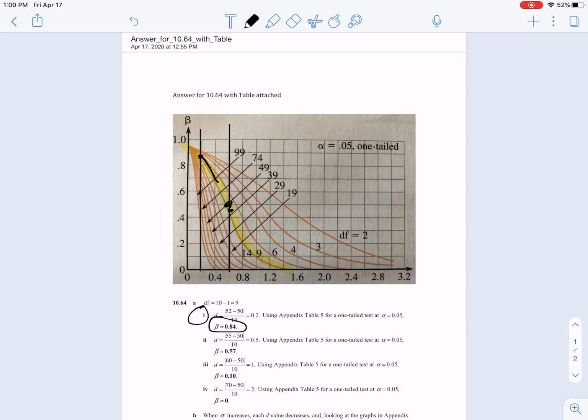Then it says for 1, and we go to 1, which is right here. We go up from there. Let me get that line set up. Looks pretty good. Then that's that point of intersection right there, which is 0.1. So that's how you answer using the table on 10.64.